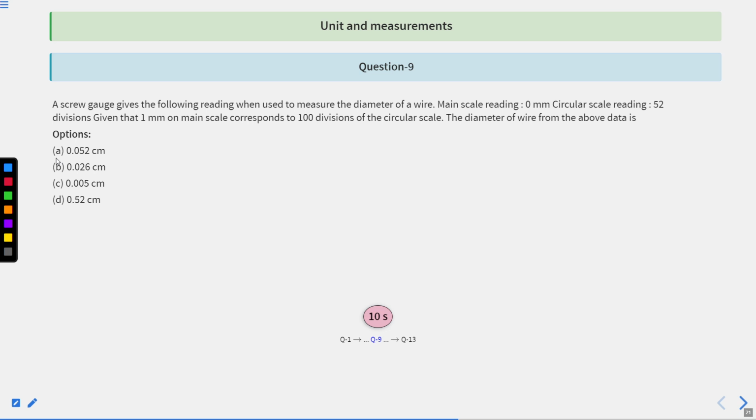Next question. A screw gauge gives the following reading when used to measure the diameter of a wire. Main scale reading 0 mm, circular scale reading 52 divisions. Given that 1 mm on main scale corresponds to 100 divisions of circular scale. The diameter of the wire from the above data is what? Options A, B, C and D. Which one is correct? You have 10 seconds to solve this question. After that we will provide the solution.